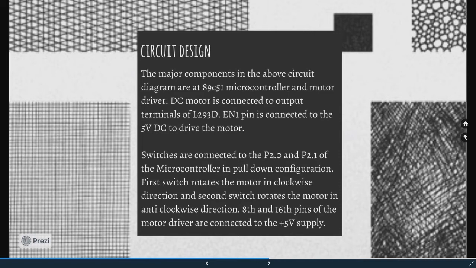Here, two pins of port 2, that is pin P2.0 and pin P2.1, are used for driving the motor. The logic implemented is that when pin P2.0 is high and set to 1, the motor rotates in the forward direction, whereas when pin P2.0 is low, the motor rotates in the backward direction.